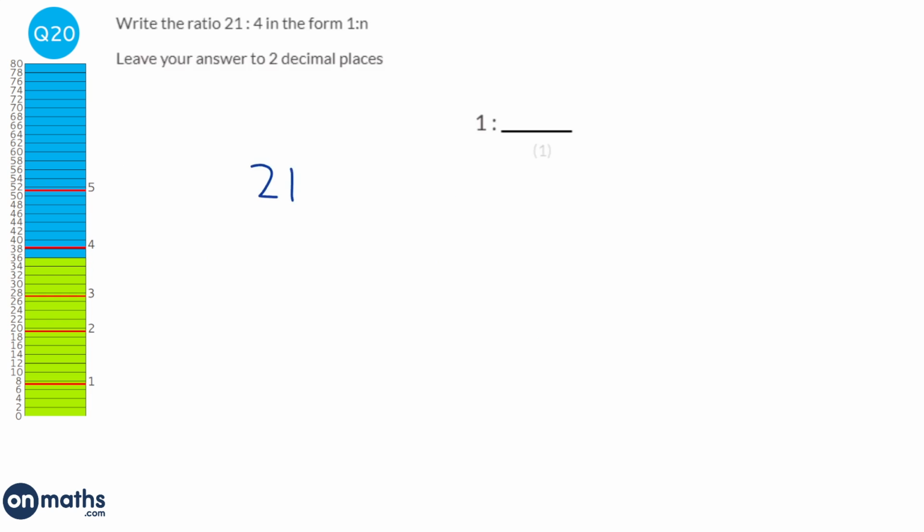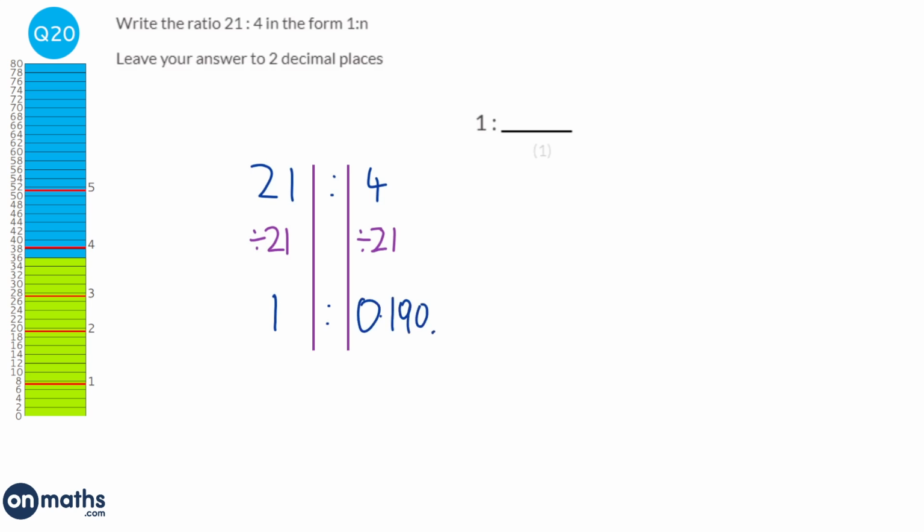So we're given 21 to 4 is the ratio. And we're just going to have our lines in, because what we need to do is make the left-hand side be 1. Okay? And to do that, for 21, I need to divide it by itself, divide it by 21. And we're going to do the same to the right-hand side. So 21 divided by 21 is 1. Perfect, that's what we wanted. 4 divided by 21 is 0.190 and so on.